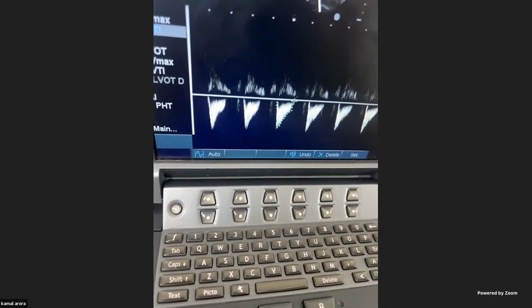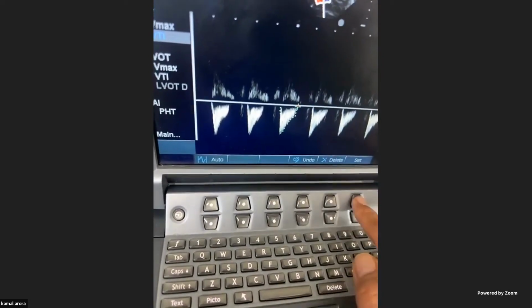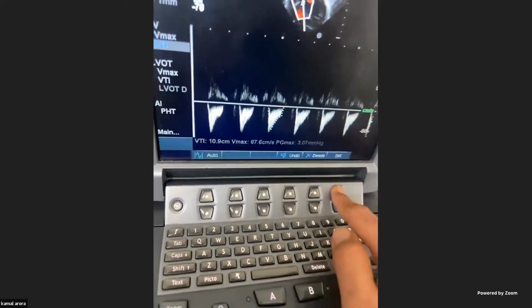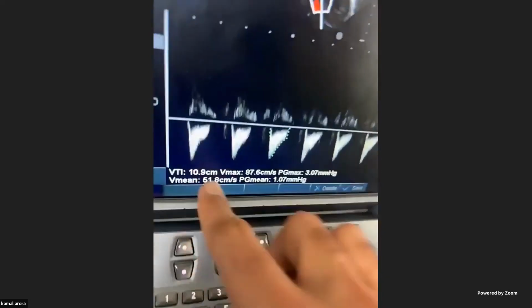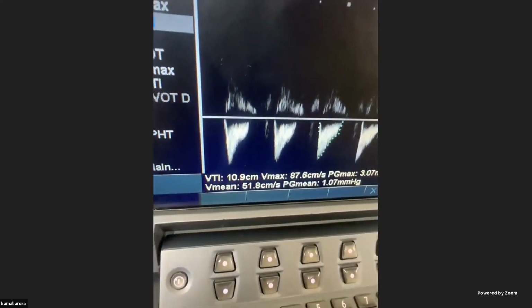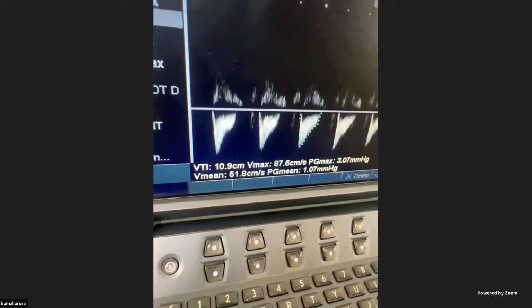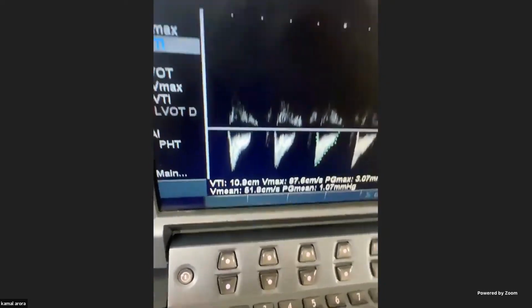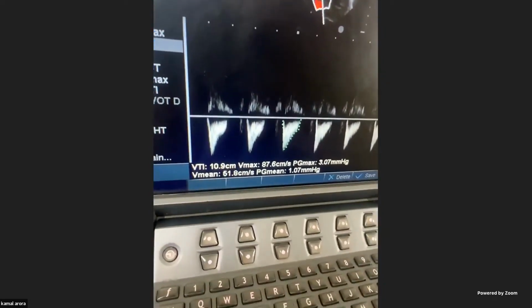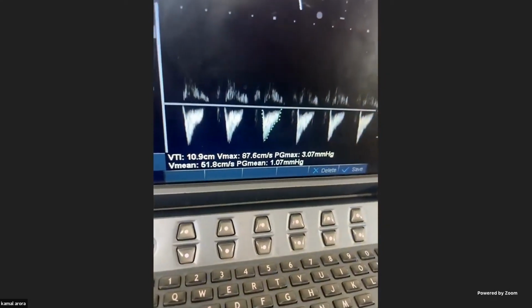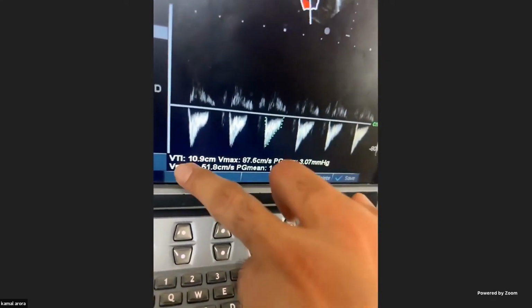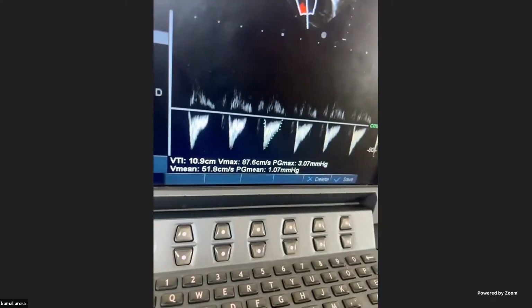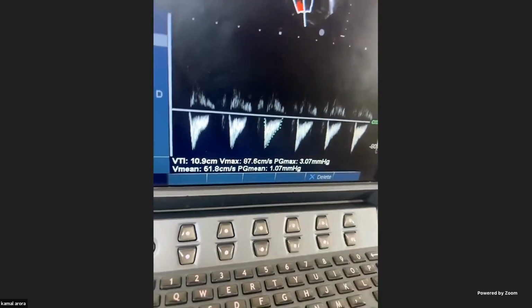So the VTI is coming out to be 10.9. This is the total velocity time integral. This is the integral of all the velocities of the RBCs which are going out of the aorta. Okay. So we have the VTI, we have the heart rate. So we need to now know the radius.